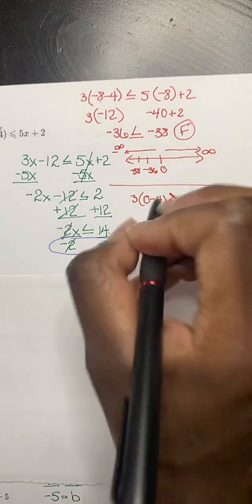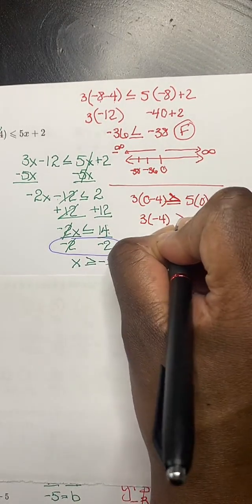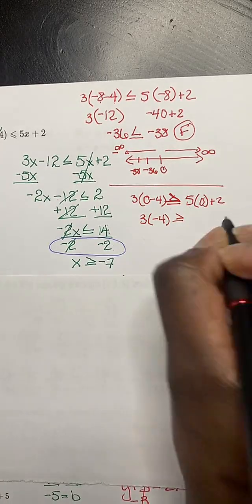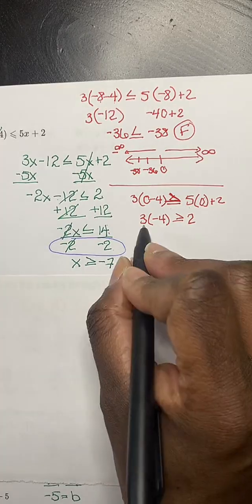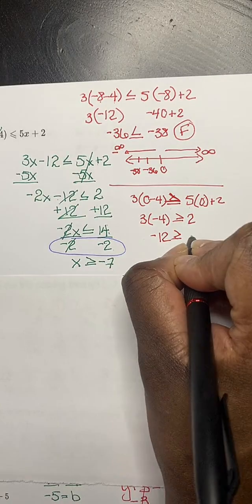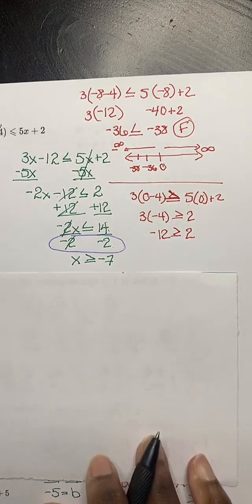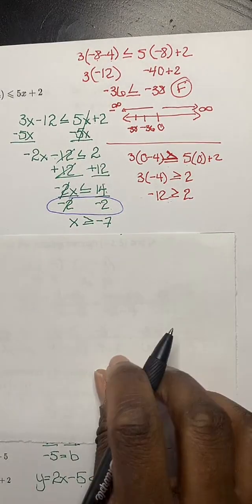So 0 minus 4, that gives me a negative 4. 5 times 0 is 0. 0 plus 2 is 2. So now I have negative 12 is greater than or equal to 2. Is that a true statement?